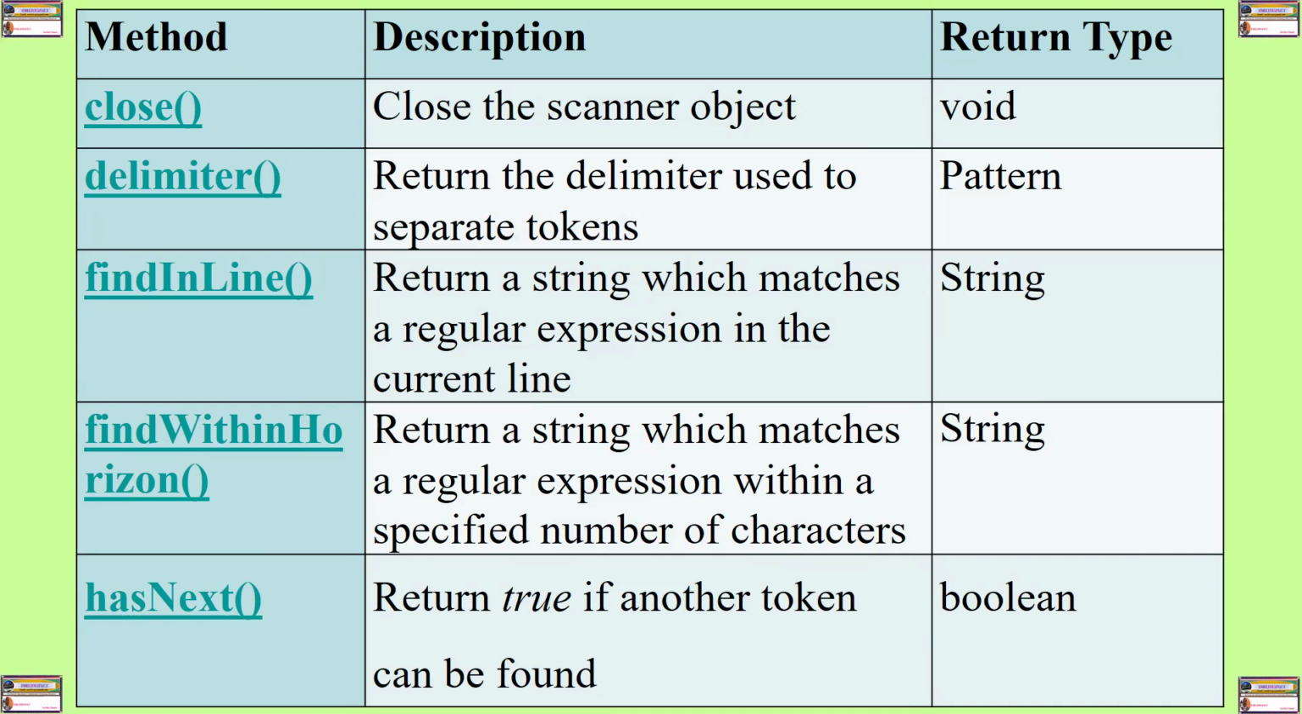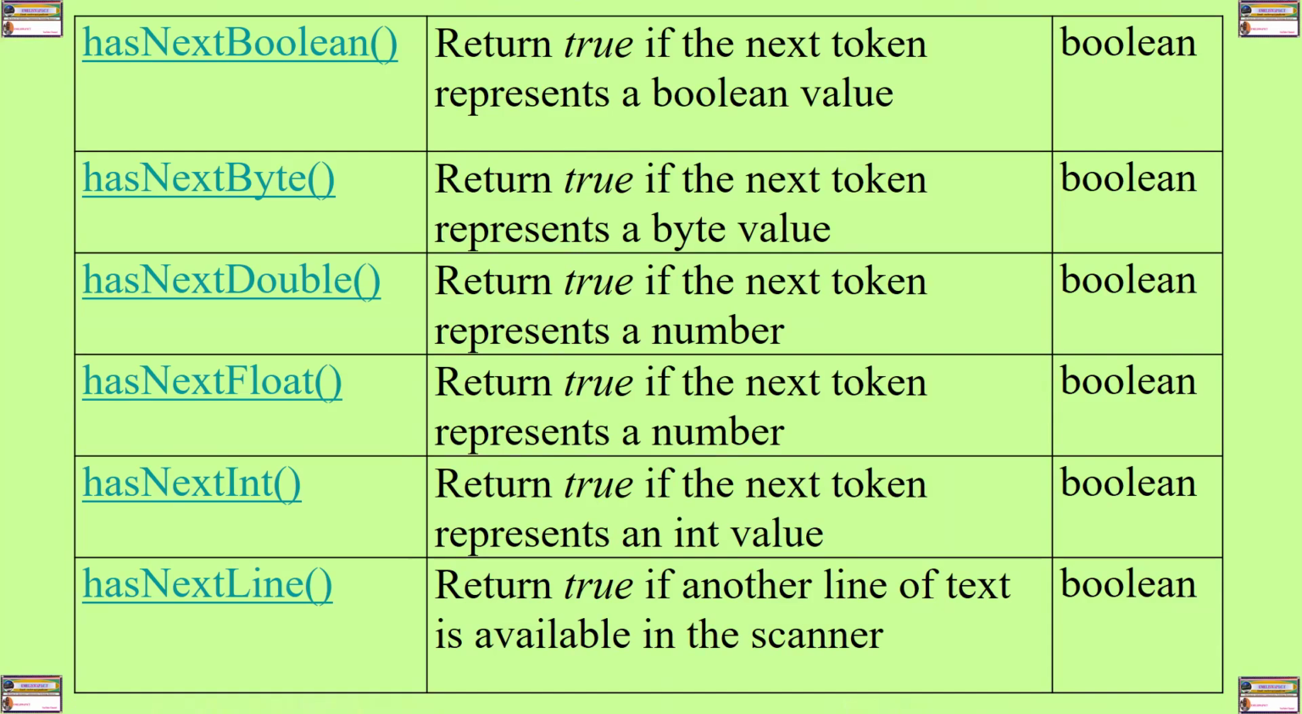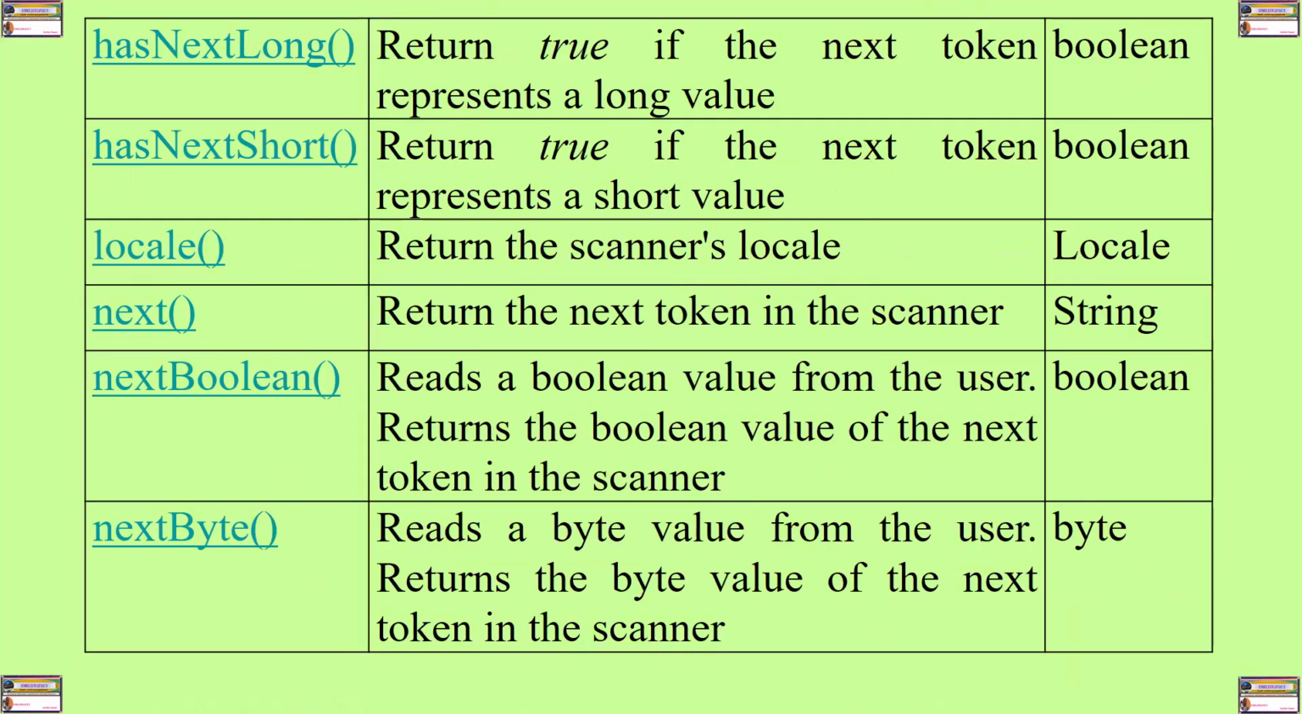We have hasNext. It returns true if another token can be found. That is, it returns Boolean data type. We have others that you can read, which include hasNextBoolean, type boolean, hasNextByte, type boolean, hasNextDouble, type boolean, hasNextFloat, type boolean, hasNextInt, which returns type boolean, hasNextLine, it returns type boolean.